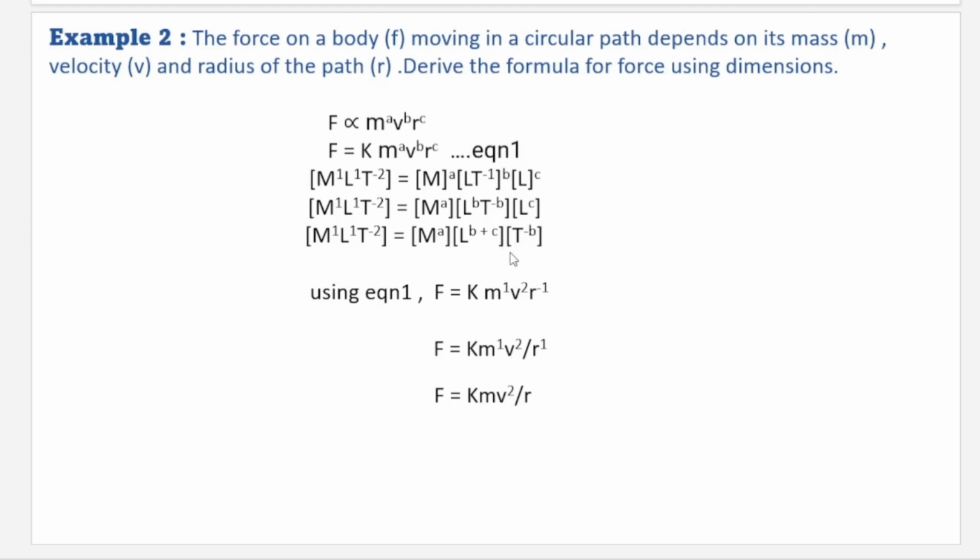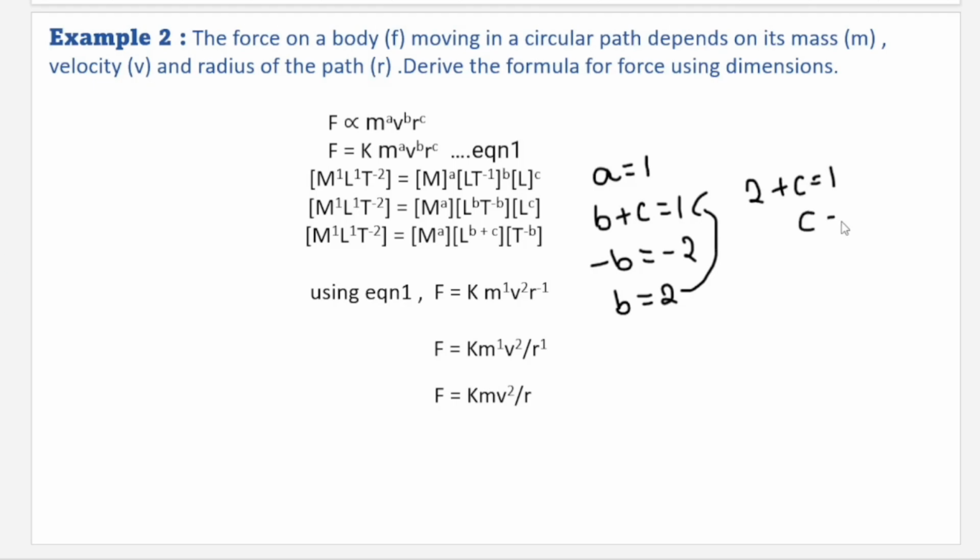Next step is to get the values of the dimensions a, b and c. So value of a will be 1 because a here, 1 here. Then b plus c will be 1. Since we don't know the value of b or c, we will continue to the next one. Then minus b will be minus 2. So b will be 2. Then we can put this value here. We will get 2 plus c is equal to 1. So c is equal to minus 1.